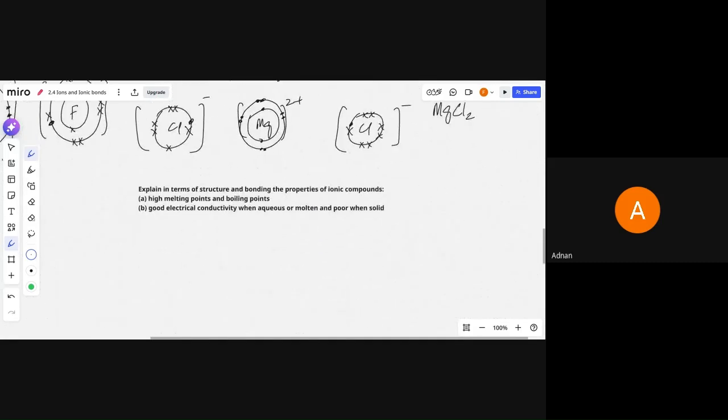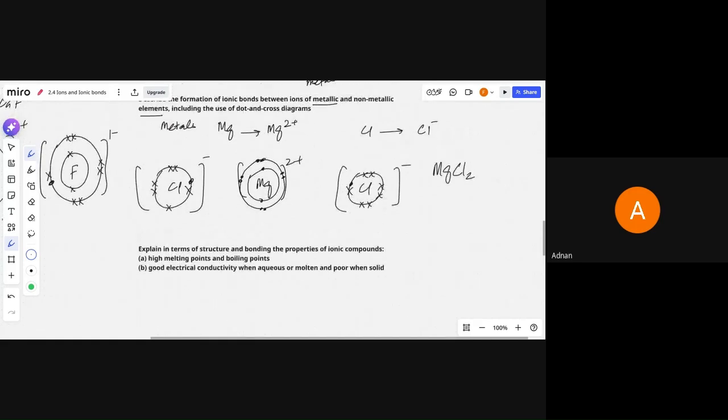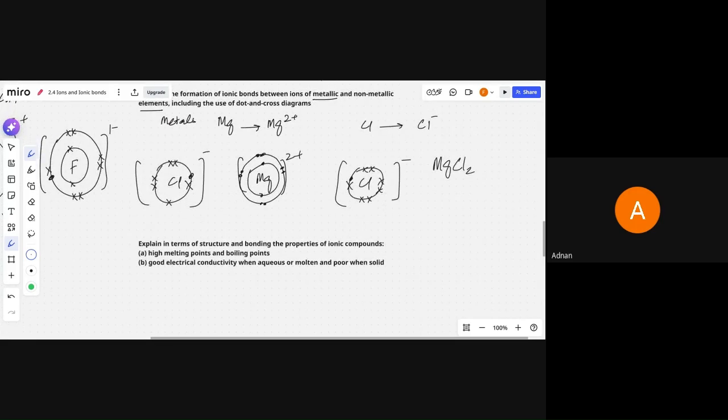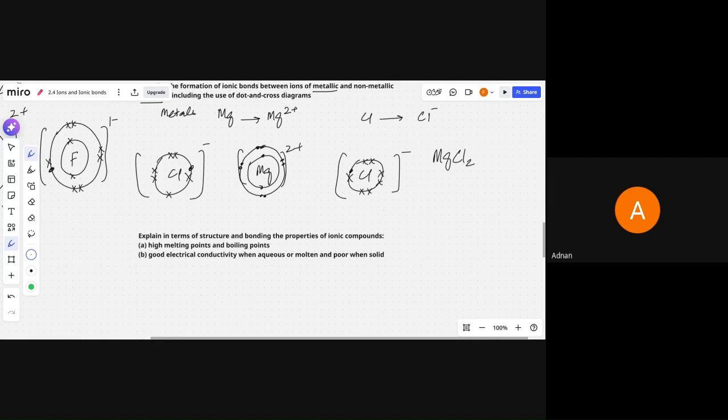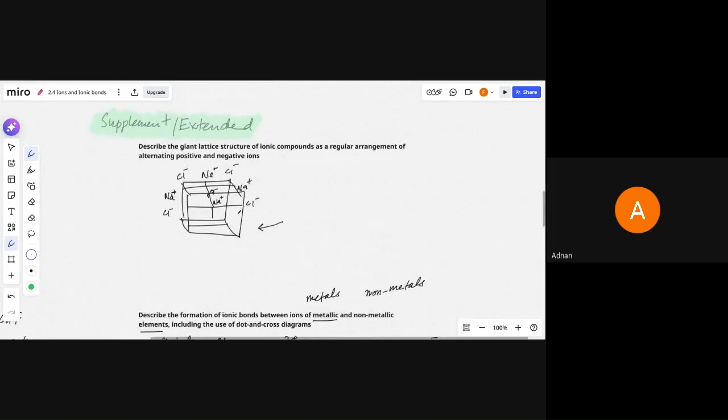And now the last one from the last topic from extended 2.4: explain in terms of structure and bonding the properties of ionic compounds, high melting points and boiling points, and good electrical conductivity when molten or aqueous, or poor when solid. I think we have talked about this. I mean, why would they repeat this topic? This is also included in the previous section, I guess. Or I might have made a mistake while copying it.